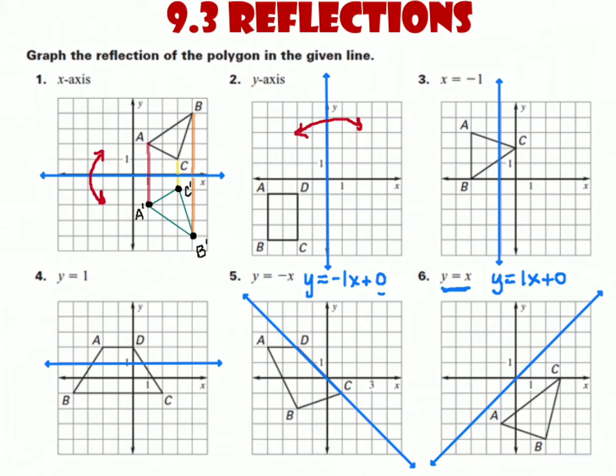Let's do point A first maybe. So if A is 4 away from that line, it'll reflect 4 away from the line on the other side. So A prime should be right about there. Point B, same idea. B is 4 from the line, so it should wind up 4 from the line. Point B prime right there. Point C, only 2 from the line, so C prime only 2 from the line. And finally, point D, also 2 from the line of reflection, so point D prime 2 from the line of reflection.